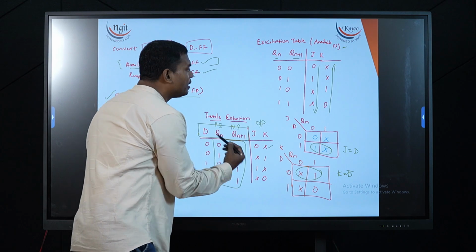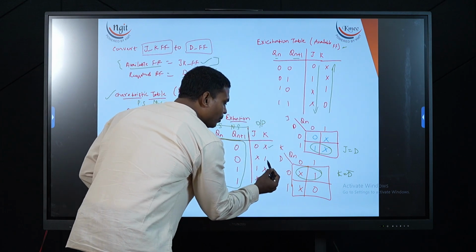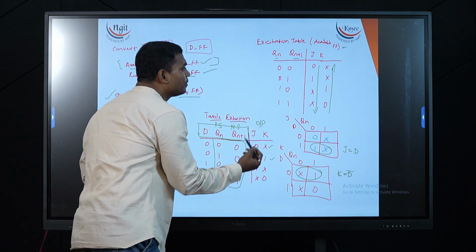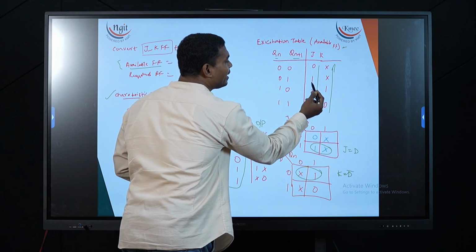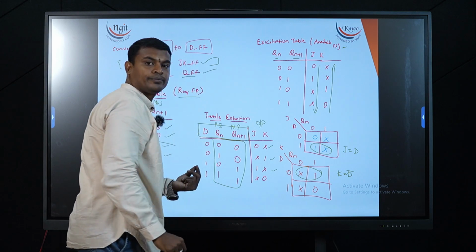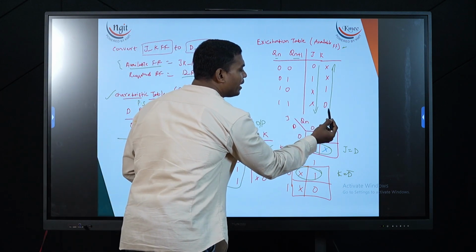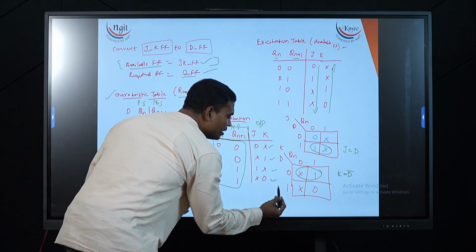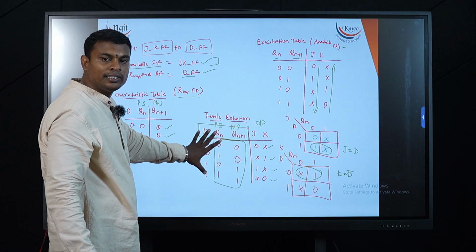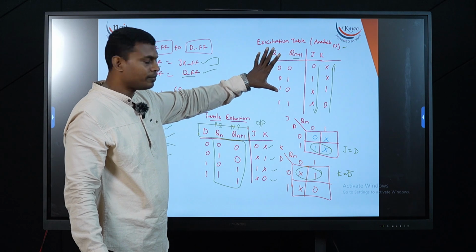Next 1 0, 1 and 0 is giving me don't care and 1. So I am writing don't care and 1 here. Next 0 1, so 0 and 1, my J and K values are 1 and don't care. So I am writing 1 and don't care here. Next 1 and 1 means don't care and 0, so I am writing don't care and 0 here, right? So you got a table extension based upon my characteristic table as well as excitation table.